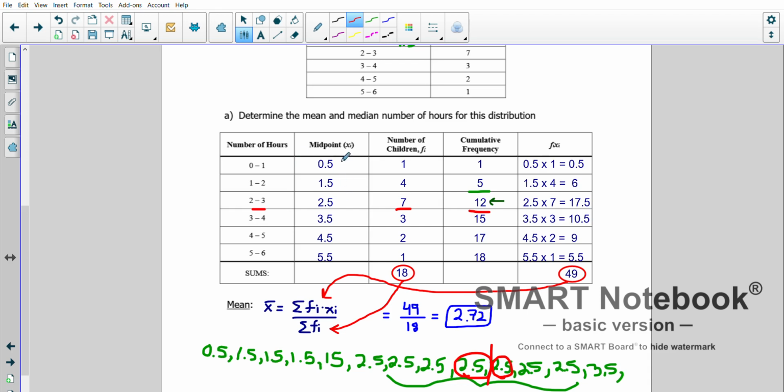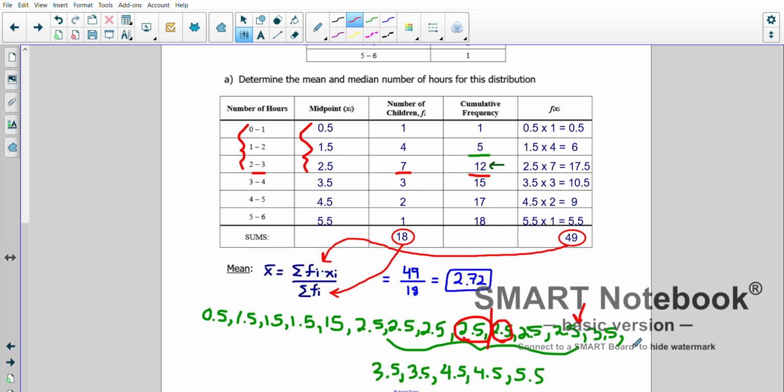Or I should use these midpoints because I'm going to relate it back to here. So this means that the running total from 0 to 2.5 is 12 students, and that's what you see here. 1, 2, 3, 4, 5, 6, 7, 8, 9, 10, 11, 12. And then that's where the 2.5 students end, and then the next 3 students are going to be 3.5s. And then the next 2 students are going to be 4.5s, and then the last child is the 5.5. So if you can read this correctly, this will tell you where the values are.